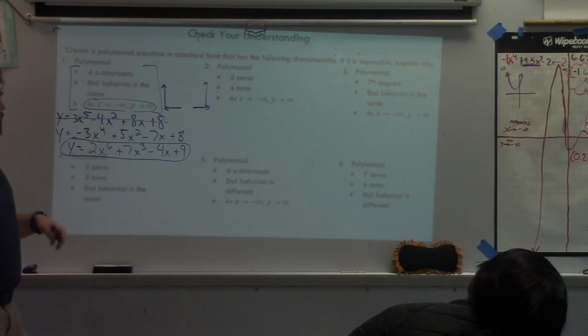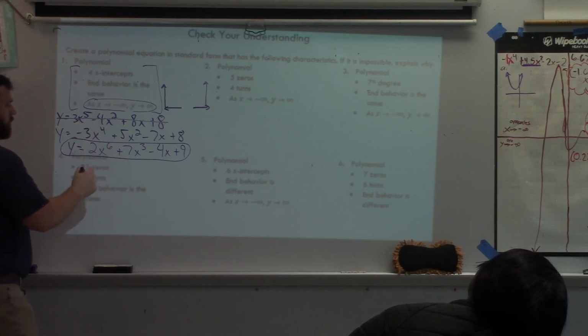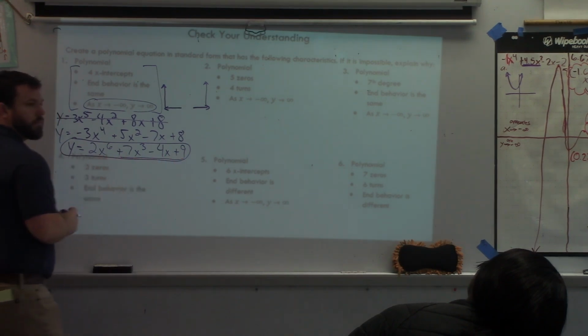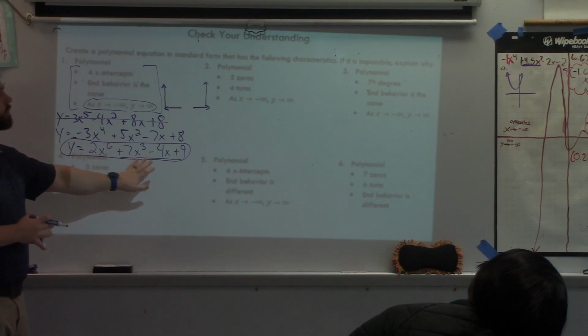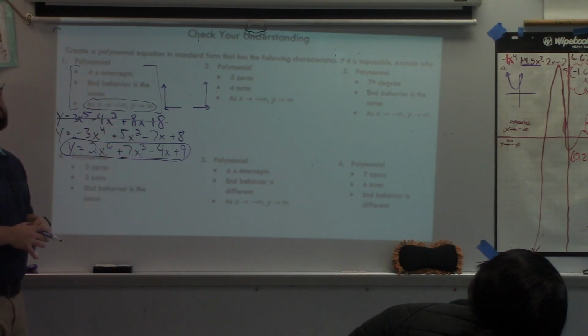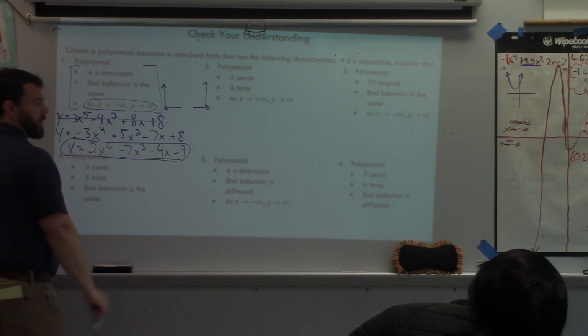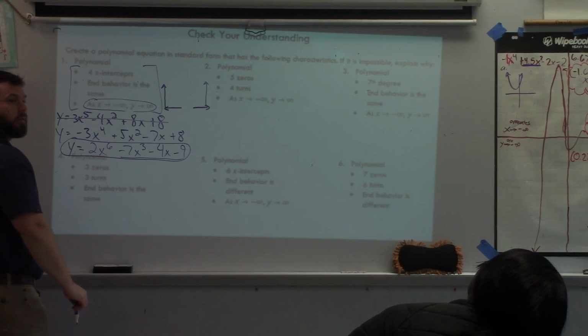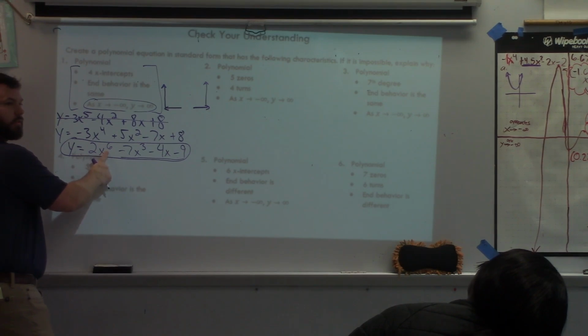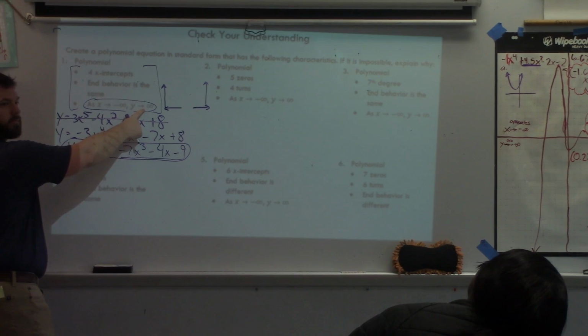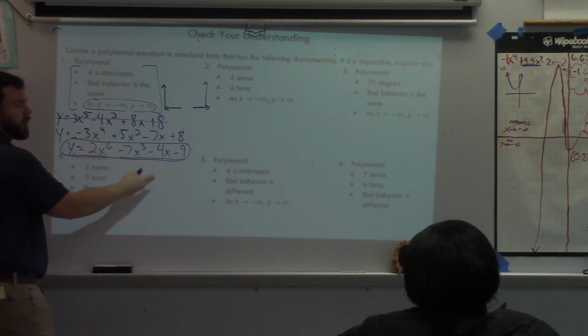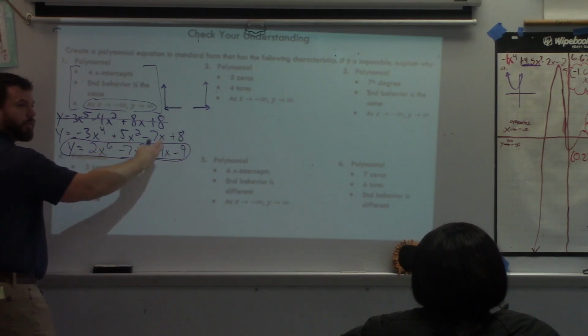Now I want you to notice, this entire conversation, have we talked about this at all? No. Does that matter to satisfy these characteristics? So if I change this to a minus and this to a minus, would that still work? Is it still even degree? Could it have 4 x-intercepts? Could it be going up? So could this still work even though I changed these endings? I want you to think about that.